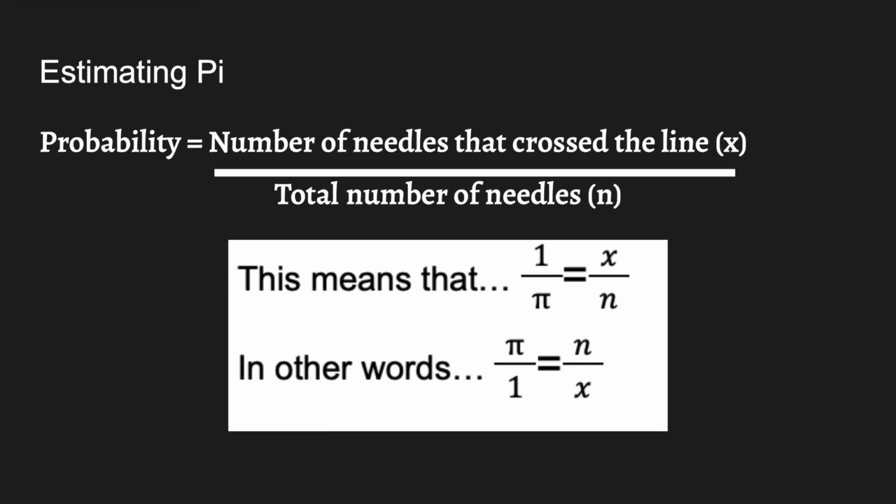Now, how do you estimate pi? The probability can be seen as the number of needles that cross the line, x, divided by the total number of needles, n. This is another way of finding the probability as shown in the experiment. If we put this into a math equation, 1 over pi, the probability we just figured out, is equal to x over n, which is the same as flipping the equation and getting pi equal to n over x.